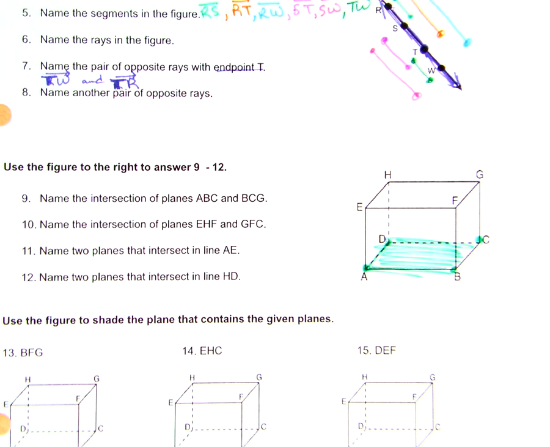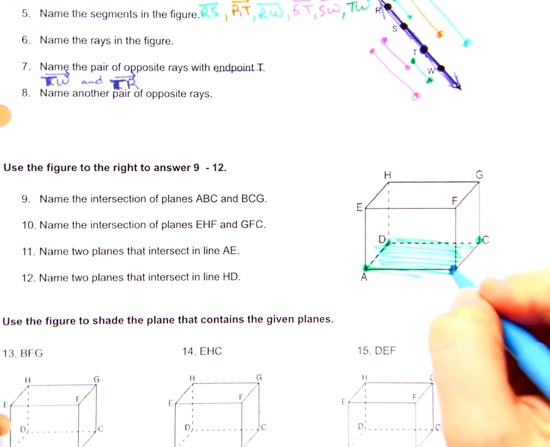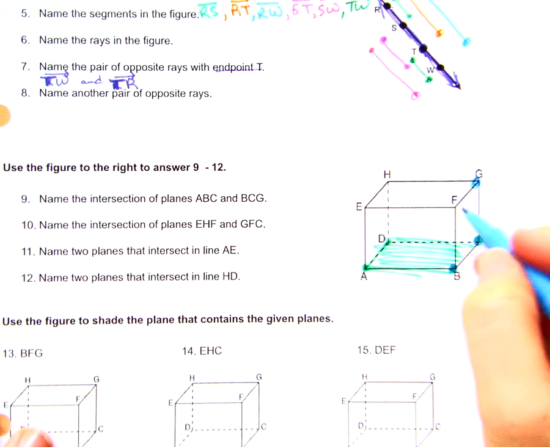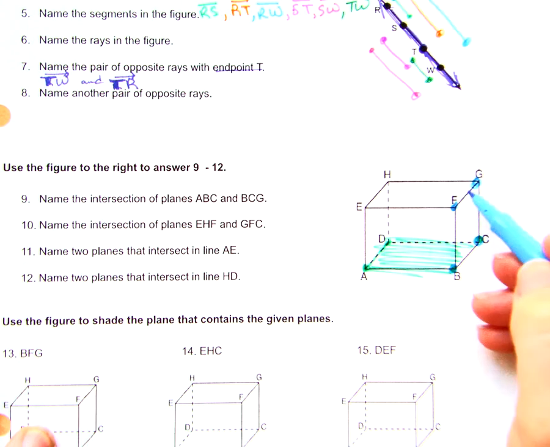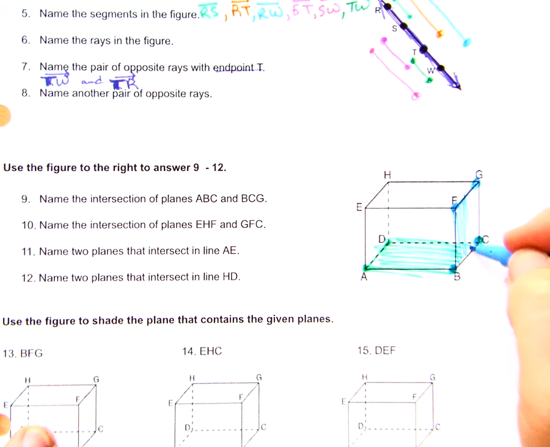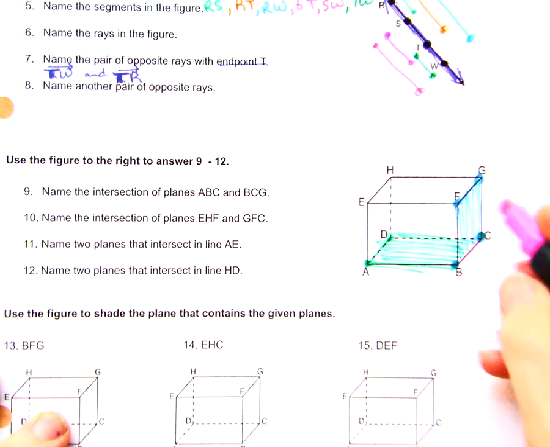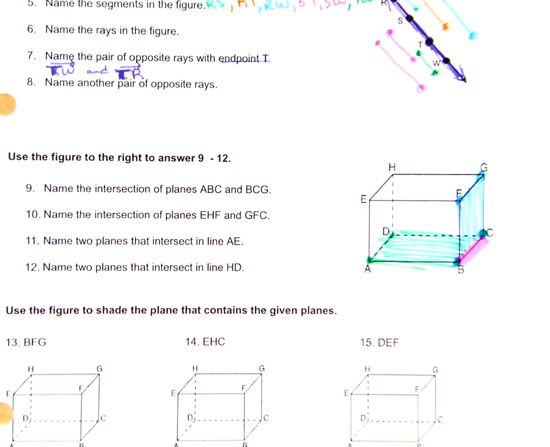And then we want to intersect that with BCG. These are all on the right side, so I need the fourth right side point. I'm looking at this side of the box, and I'm going to shade that in blue. You can see here that the bottom and the right side are intersecting at this edge right here, which is going to be line BC.